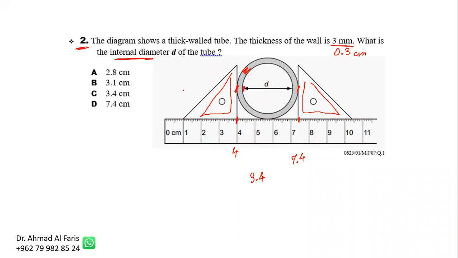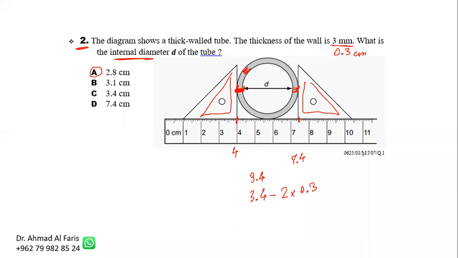They asked about the internal diameter. So I have to subtract the thickness from here and subtract the thickness from here. So 3.4 minus 2 thicknesses, and each thickness is 0.3. So the answer is 2.1.